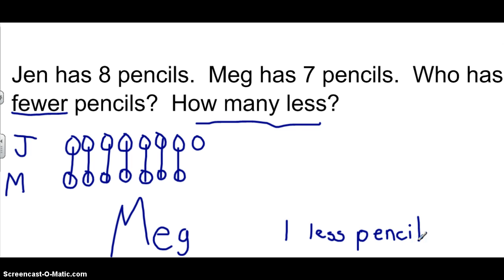How about a number sentence? Did you write one? Well, the important information, Jen had 8 pencils and Meg has 7 pencils. And we know in the comparison problem we're going to subtract. And we know in a subtraction problem the biggest or largest number goes first. So 8 minus 7 equals 1.